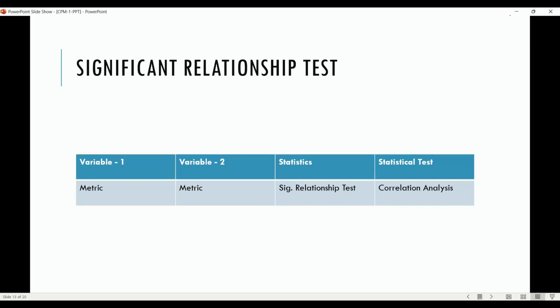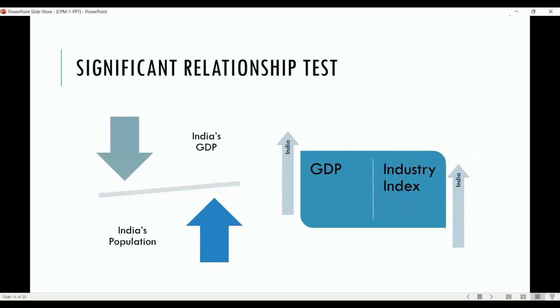So, say for example, we all know that as the India population increases, the GDP decreases. They have a negative relationship. One is impacting the other, and both have a relationship. Similarly, the GDP and the industry index also have a relationship, because as the industry index increases, the GDP also increases. So which means we could clearly say that the relationship could be either positive or negative.